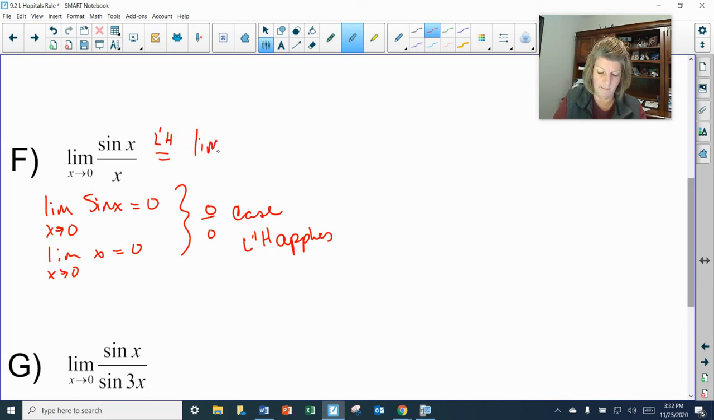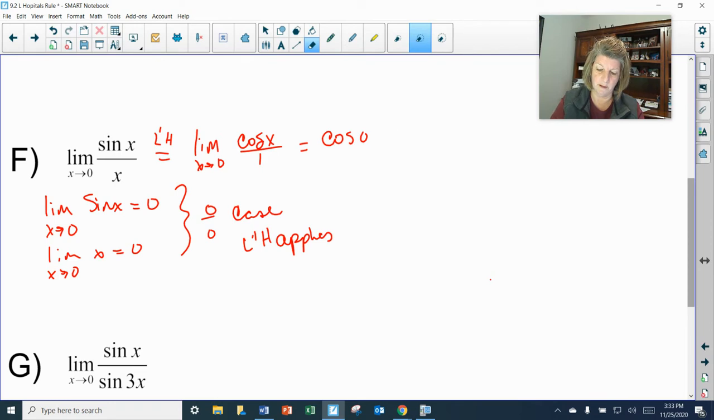So let's take derivatives. I would have the limit as x goes to 0. Derivative of sine is cosine. Derivative of x is 1. Cosine of 0, which you could actually leave that answer, couldn't you? If you were unsure of what the cosine of 0 is, you could just leave it cosine of 0 for the AP test. But it does turn out to be 1.